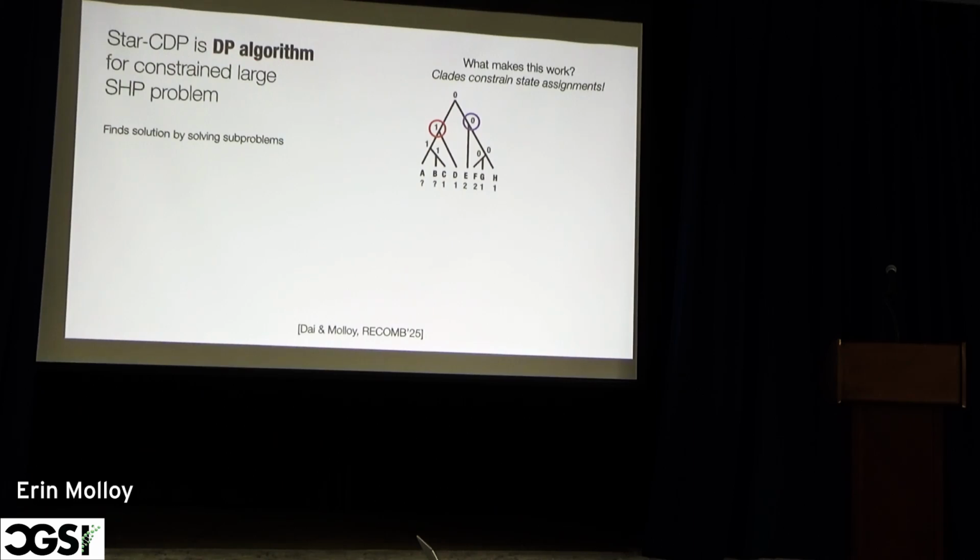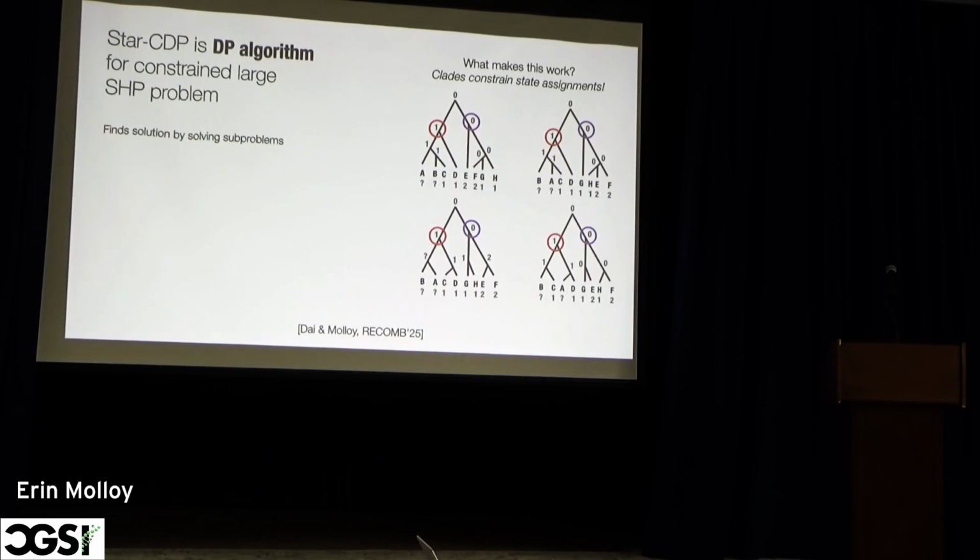So this red internal node highlighted is for the clade A, B, C, D. I've labeled it the state 1. And you can see that even when we change the subtree for this clade, it doesn't change the label. And you can prove that basically the clade is all you need to know what the internal labeling is. And that allows you to basically solve the large star homoplasy problem with dynamic programming.